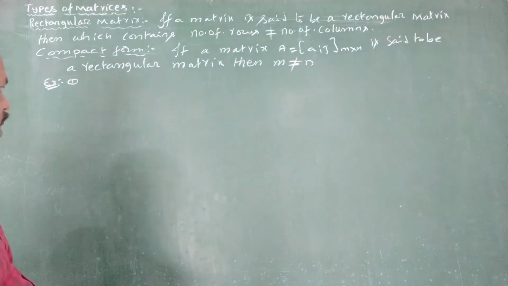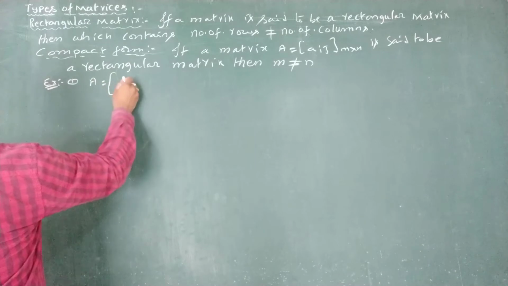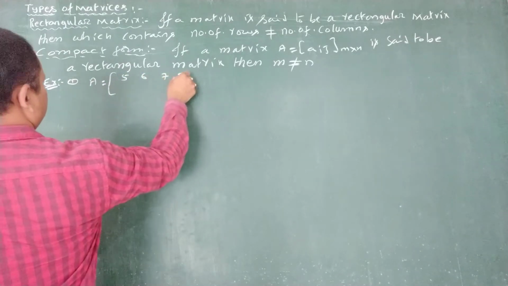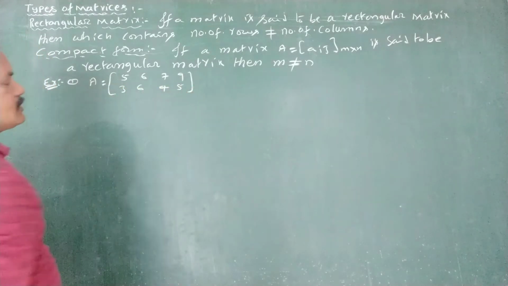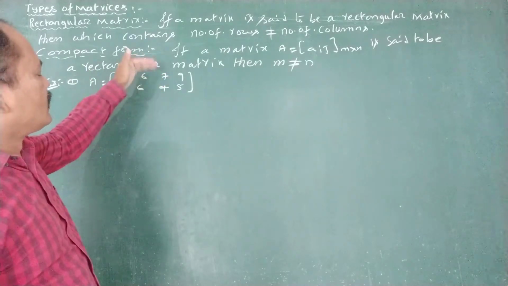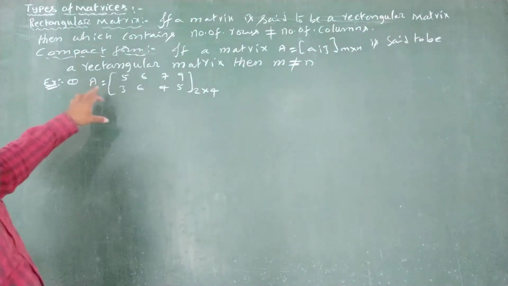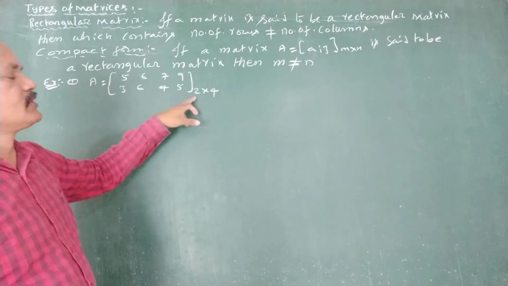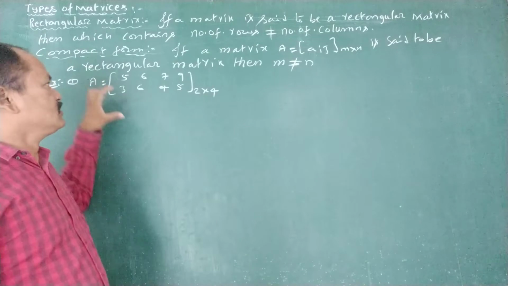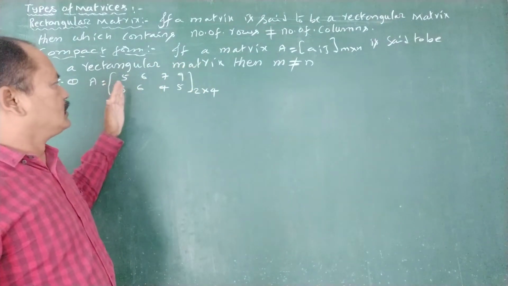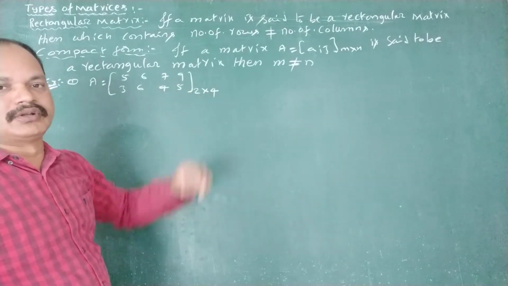Example 1. A is equal to 5, 6, 7, 9; 3, 6, 4, 5. It contains 2 rows and 4 columns. It is a 2 by 4 matrix. So it is a rectangular matrix of order 2 by 4, since it contains 2 rows and 4 columns. That's why the number of rows is not equal to the number of columns.